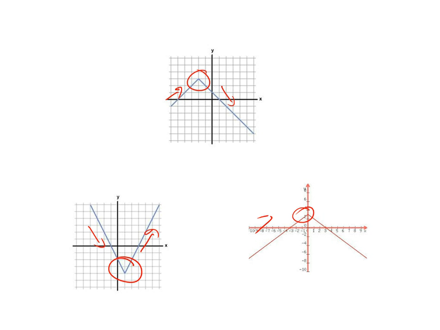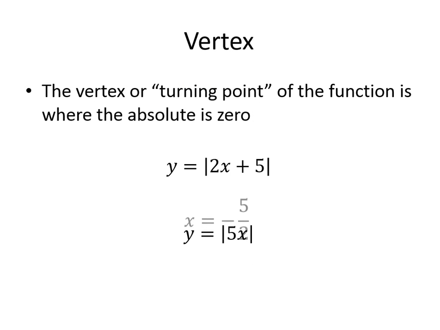absolute values. So we want to find the vertex and we want to find the slope on both sides, or the equations of those two lines. Okay. So that's what we're going to do. So the vertex is called the turning point.